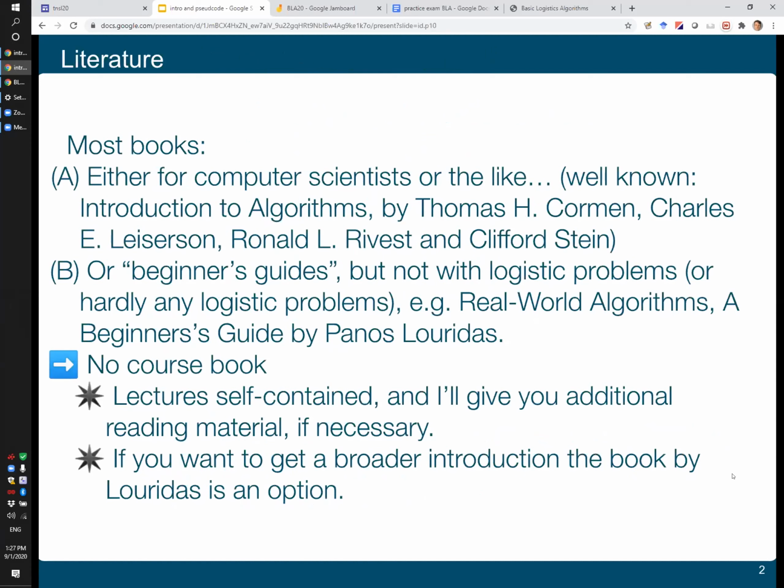So that's the grading. We do not have any textbook for this course. There are many books on algorithms, a lot of material on algorithms, but they are either written for computer scientists, so people who do nothing but algorithms, or really the beginner's guide, and they do not really connect to any kind of logistic problems and any kind of logistic algorithms. So we couldn't really find a book which would suit this course perfectly, so there is no textbook. But lectures are self-contained, and if necessary, I can point you to some material to read.